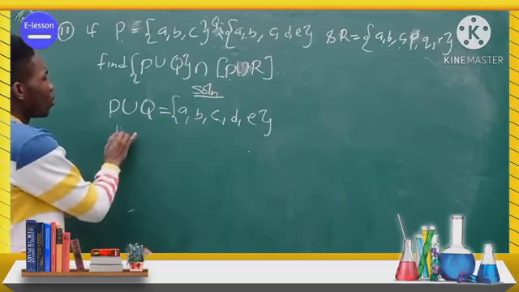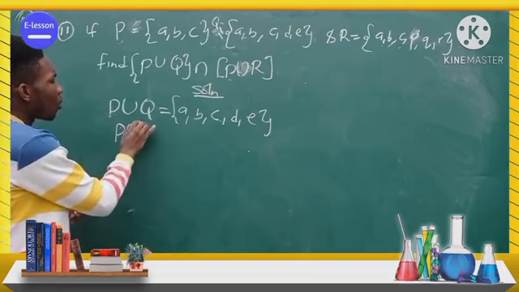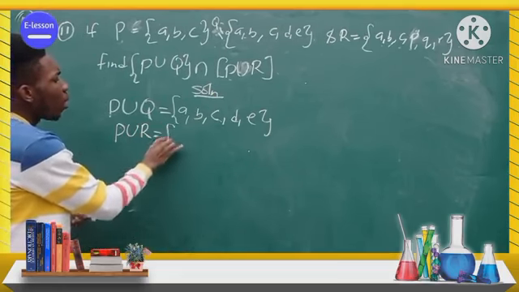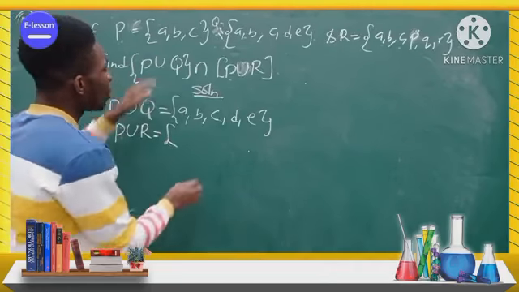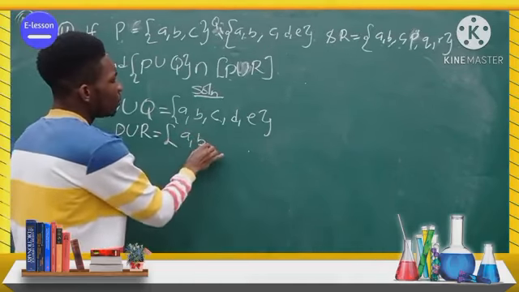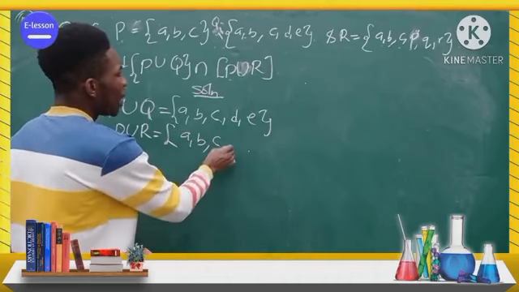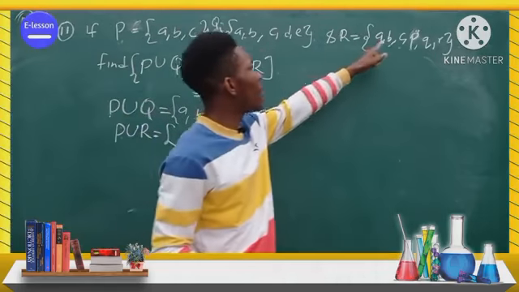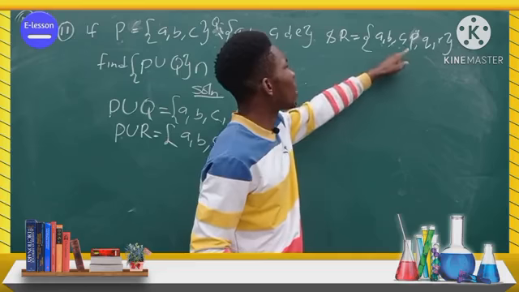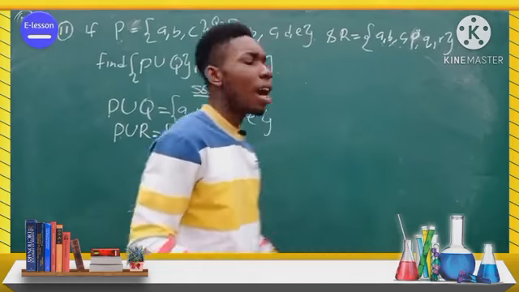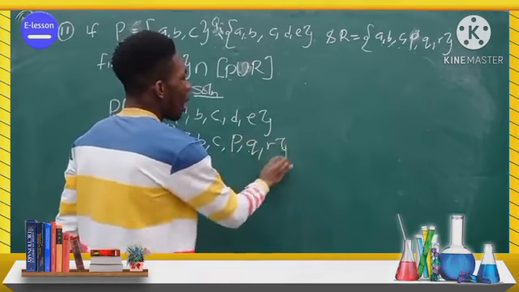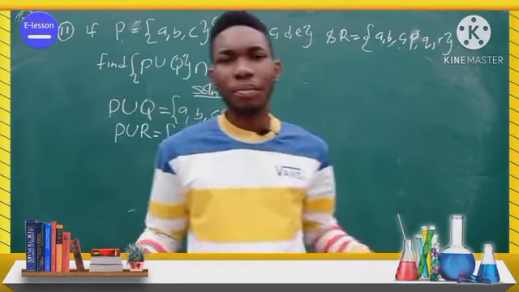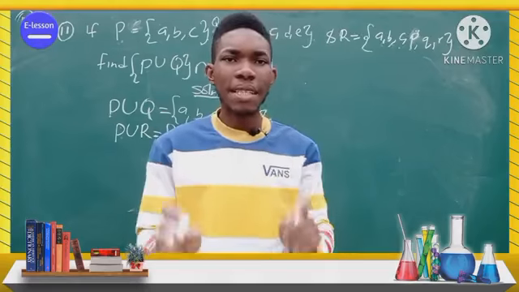Now, P union R is still the same thing. All the elements in P and what? R. In P you have A, B, C. Then in R you also have A, B, C. But in R you now have P, Q, and what? R. So you have P, Q, and R. Have we gotten this? What's the next step?